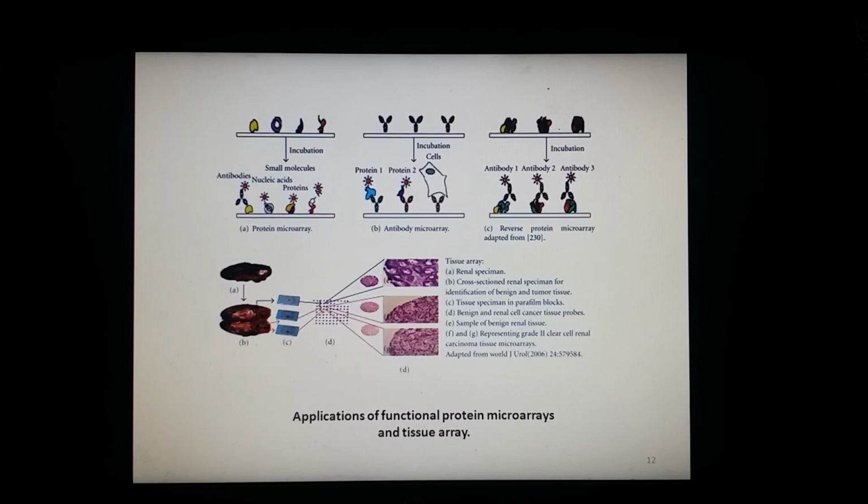So here you can see the applications of functional protein microarrays and the tissue arrays that we have discussed in detail.